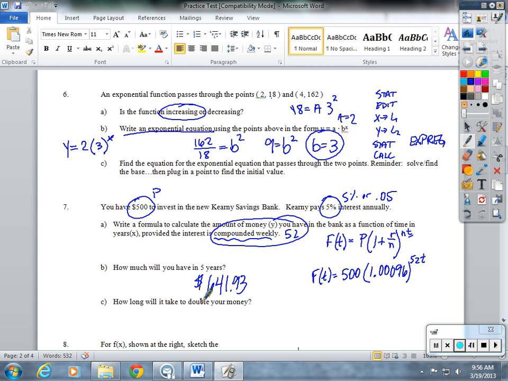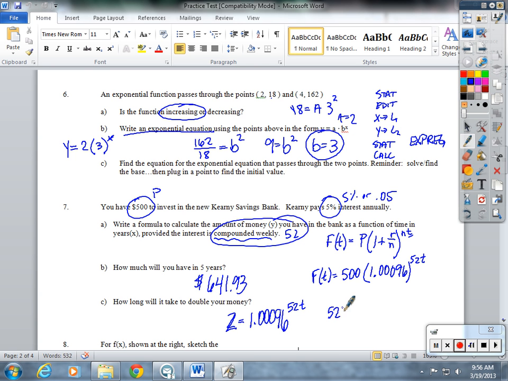Last is how long will it take your money to double. So we want to find out when 2 equals our multiplier, which is 1.00096 and so on, to the 52t. Again, anytime a variable is the exponent, we're taking the log of both sides. And then we're going to use the power law to bring that exponent down, and we're going to divide by the log of 1.00096.